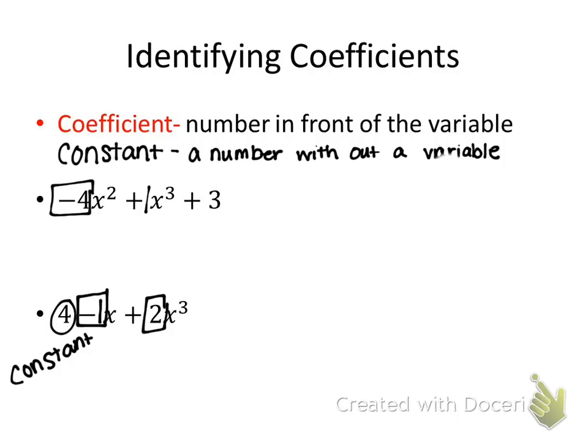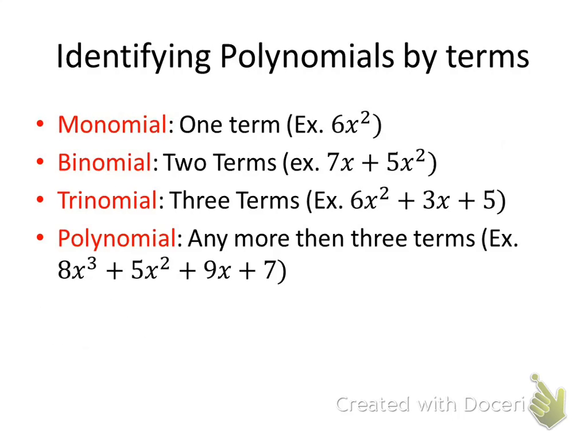Okay, so now we know each piece, we know what to call it. All right, let's get into our polynomials. Now, if I have a monomial, that means I have one term. A good example is 6x squared. Think about the prefix mono. Mono means one. Okay? If I have a binomial, that means I have two terms. Think about bi. Bi means two. A bicycle has two wheels. Okay? So that would be something like 7x plus 5x squared. I've got two different terms.